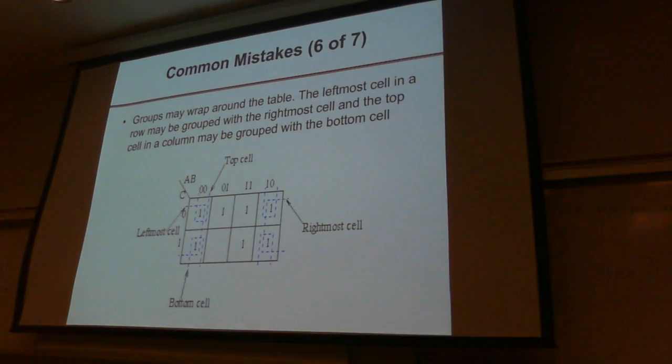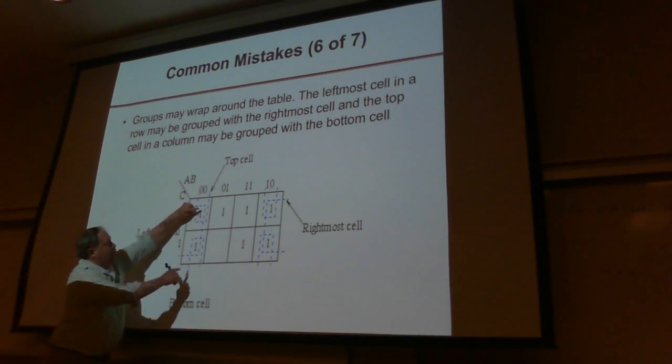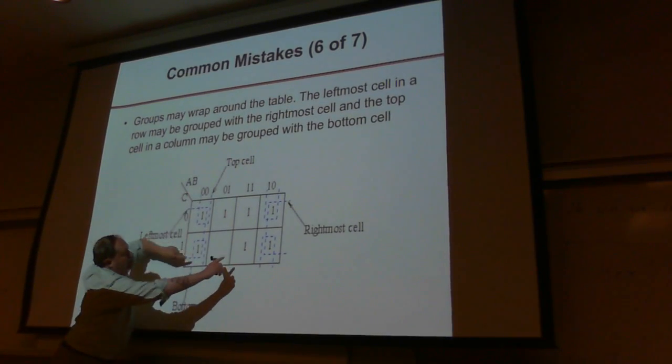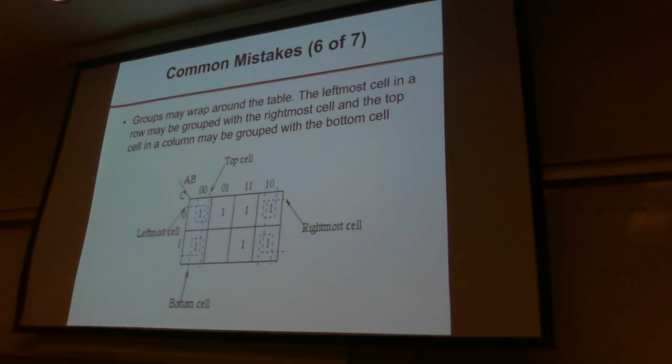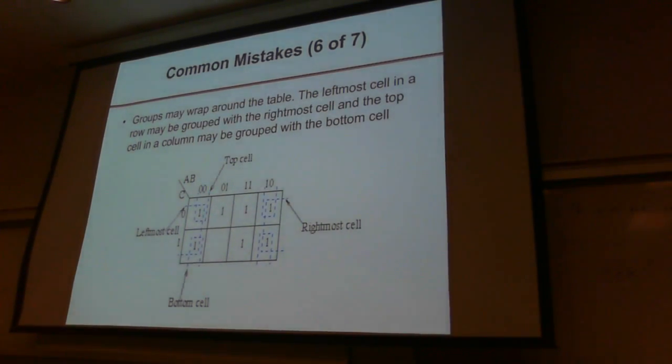6, groups may wrap around the table. We saw examples of this, right? This is a pair. That's a pair. Right? Perfectly fine.